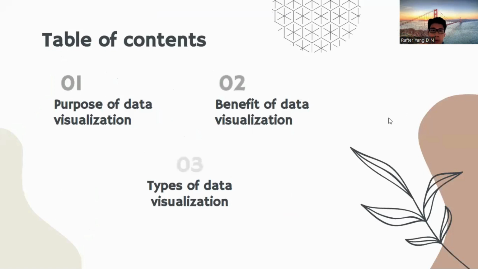So the table of contents consists of three main points. The first one is the purpose of data visualization, second, the benefits of data visualization, and the last one is the types of data visualizations.